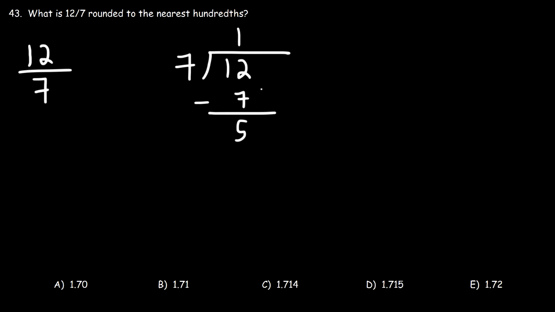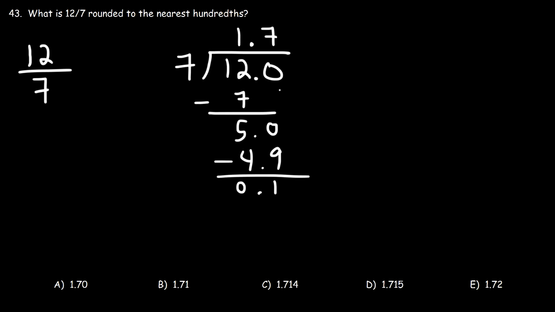Now 7 doesn't go into 5, so we need to add a decimal point and a 0. Now 7 goes into 50. We're going to treat 5 as if it's 50. 7 times. 7 times 7 is 49. So 7 times 0.7 is 4.9. And the difference between these two is 0.1.